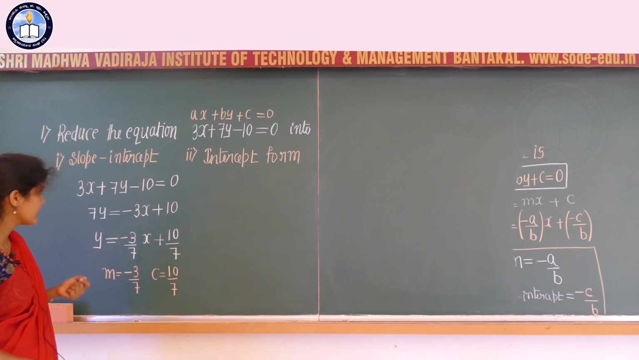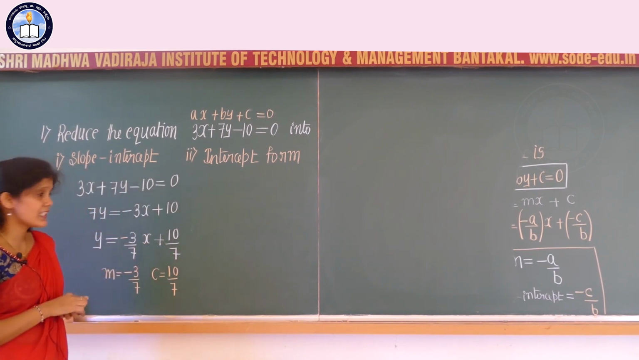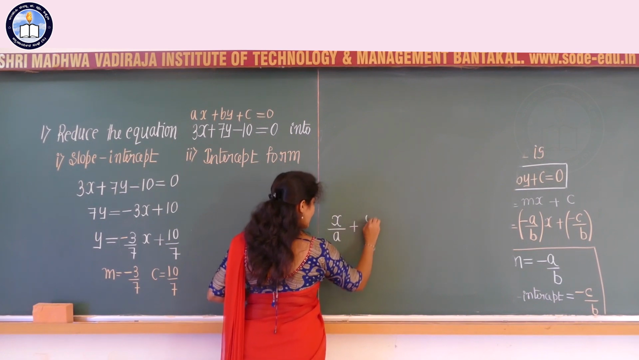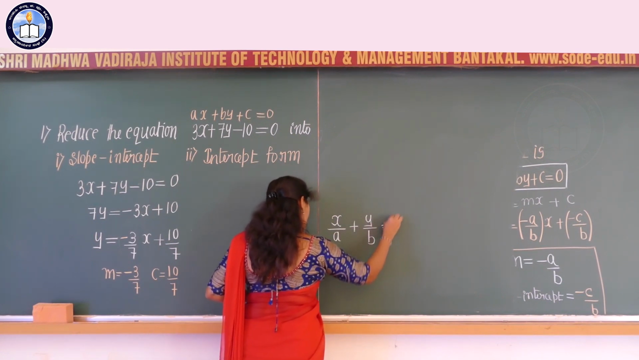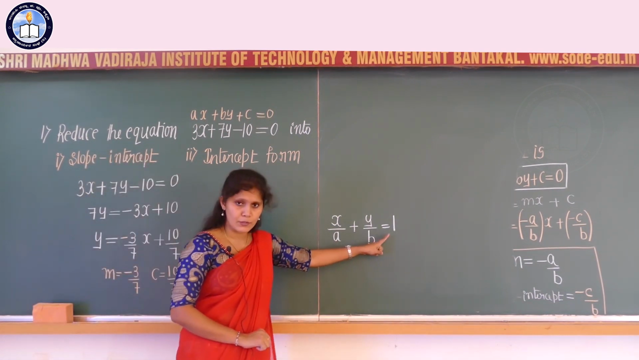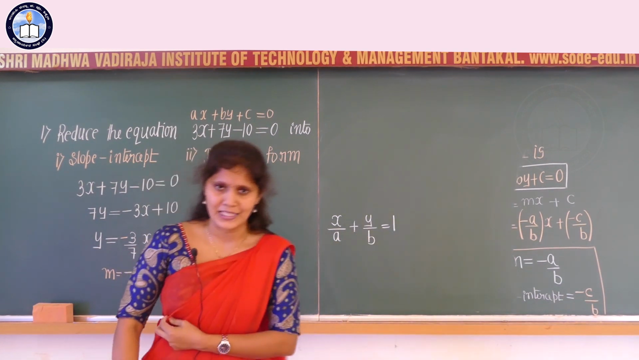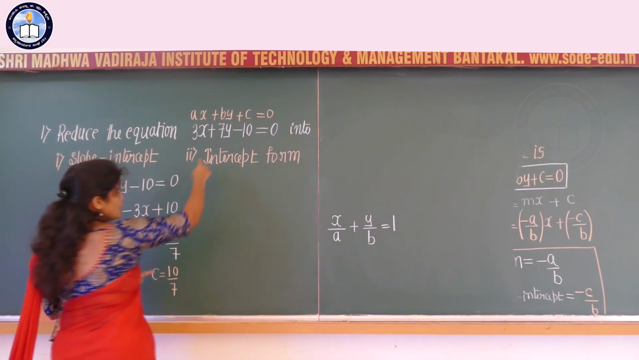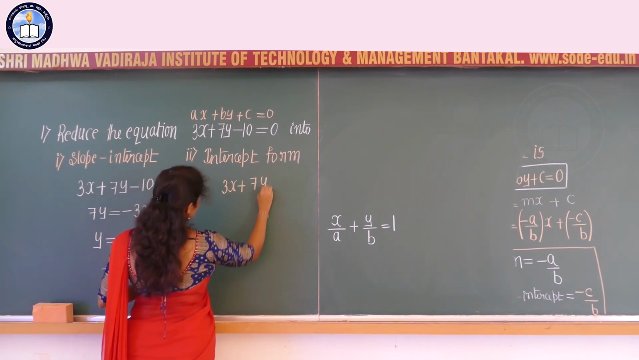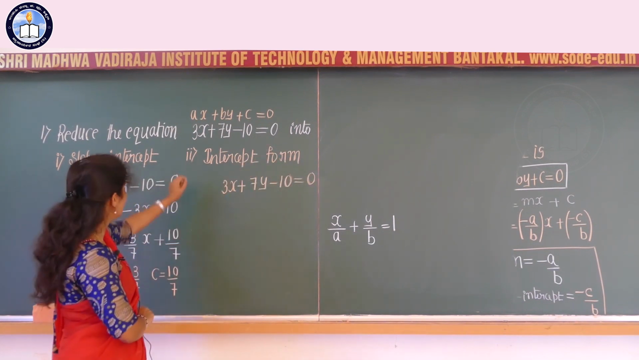Slope intercept form, correct? So let's write solution for the second question, intercept form. What is meant by intercept form? Intercept form of equation of a line is nothing but, we need to write the equation in the form of x divided by a plus y by b is equal to 1. This equation is called intercept form when the x-intercept a and the y-intercept b is given in the question. Clear? So now let's try to write 3x plus 7y minus 10 equal to 0. That is the given straight line or the given equation.